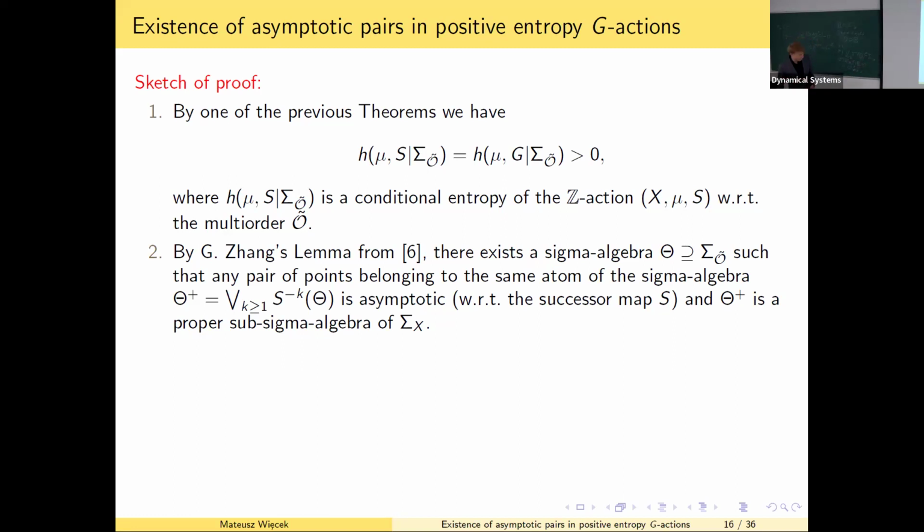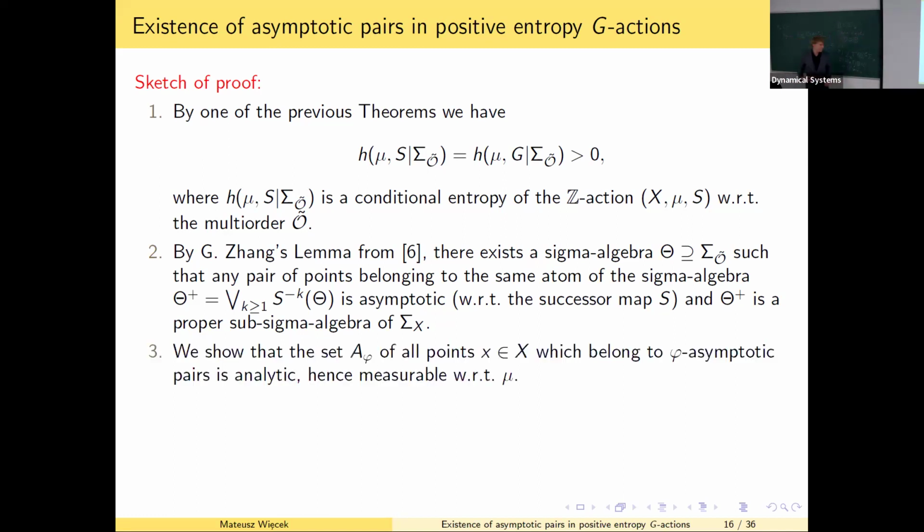So I thought you were talking about how to obtain this sigma algebra theta. No, because to me it seems that this is the key. Yes, this is the key, because since we have such a formula and we know that all pairs which belong to the same atom of this theta plus must be asymptotic, then we use the fact that if entropy is positive, then this theta plus is a proper sub-sigma algebra. Then we obtain that for mu almost every x, well, maybe we'll start with the fact that we assume that we do not have asymptotic pairs. It means that for mu almost every point, these atoms must be singletons.